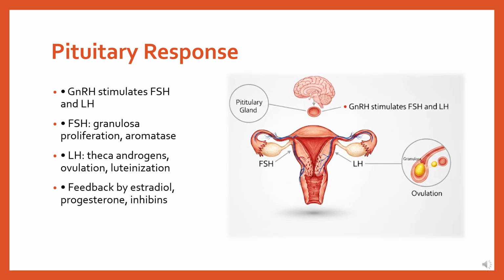GnRH pulses stimulate the anterior pituitary to secrete FSH and LH. FSH promotes granulosa cell proliferation and aromatase activity, leading to estrogen synthesis. LH stimulates theca cells to produce androgens and later induces ovulation and luteinization.